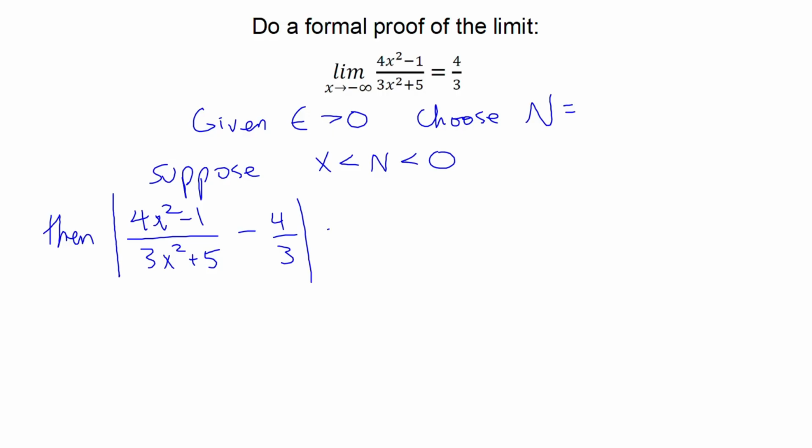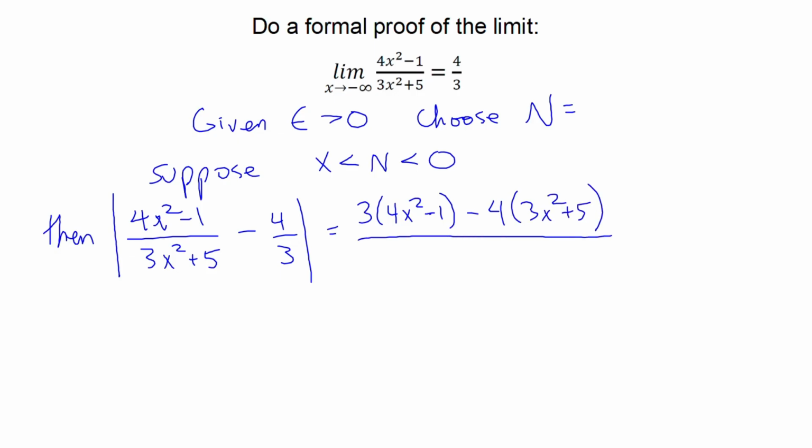So what we'll do is we'll start off by getting a common denominator, just like we did in the last one, to combine the two fractions together, which means I'm going to multiply the 4x squared minus 1 by 3 over 3, and then the minus 4 by 3x squared plus 5 over 3x squared plus 5, giving me this. Right, that'll be what we get with a common denominator. 3 times 4x squared minus 1 minus the 4 times 3x squared plus 5 all over 3 times 3x squared plus 5. And then we'll simplify down what's in our numerator.